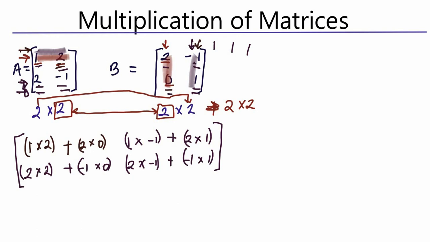it should be able to give us the solution for the matrix A multiplied by B, so that we have 1 multiplied by 2 will give us 2, plus 2 multiplied by 0 will give us a 0. Then we have 1 times minus 1 will give us a negative 1. 2 times 1 will give us a plus 2. We have 2 by 2 will give us a 4. Then we are adding to minus 1 times 0, which is a 0. Then we have 2 multiplied by minus 1 will give us a minus 2. And minus 1 multiplied by 1 will give us a negative 1.